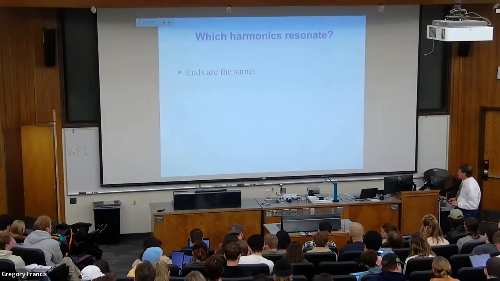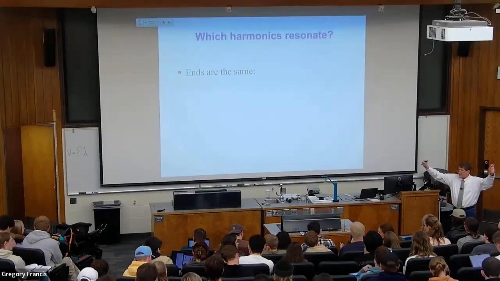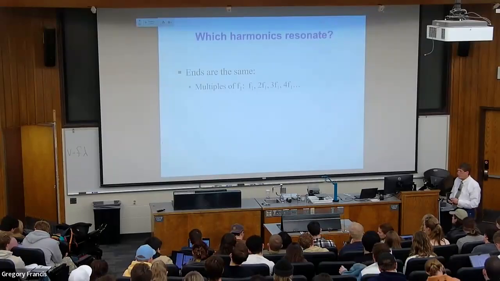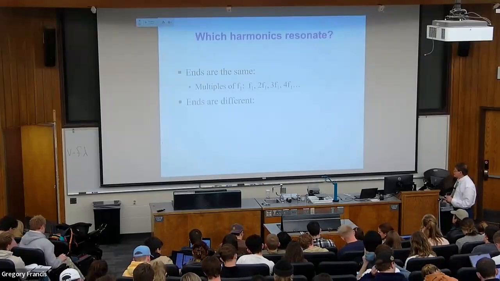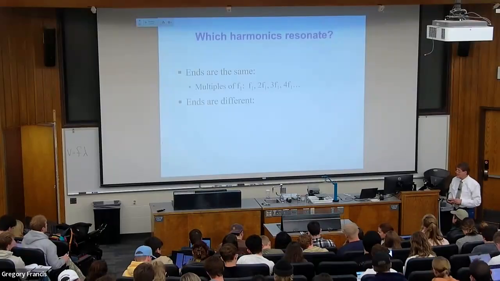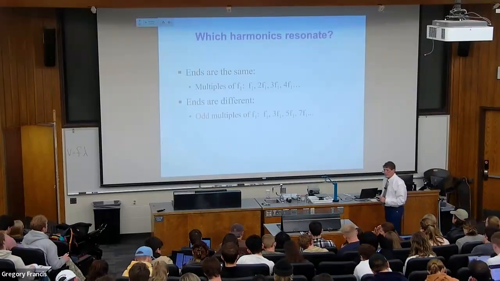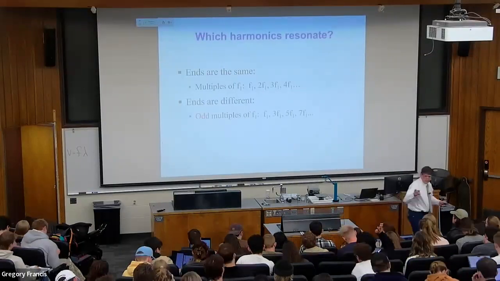Okay. So this is the summary slide that you're going to see over and over again this week. When the ends are the same, and that means they're either both nodes or they're both antinodes, I get all the harmonics, F1, F2, F3, F4, to infinity and beyond. If the ends are different, one's a node and one's an antinode, I only get the odd resonances, the odd harmonics.